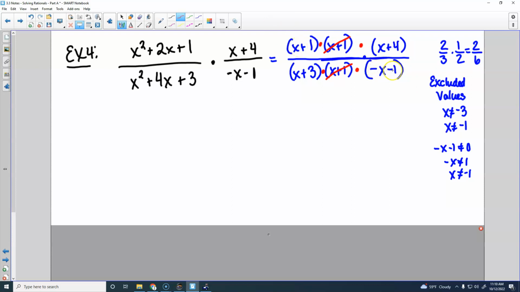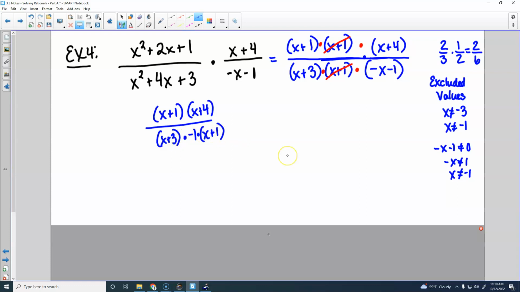So what I can do right here is I can factor out a negative 1 out of that. So that'll look like this. The top now is just going to be x plus 1 times x plus 4. And the bottom, x plus 3 times, and I could do negative 1 times x plus 1 here. Now, all of this is multiplied. This is not x plus 3 minus 1 times x plus 1, right?